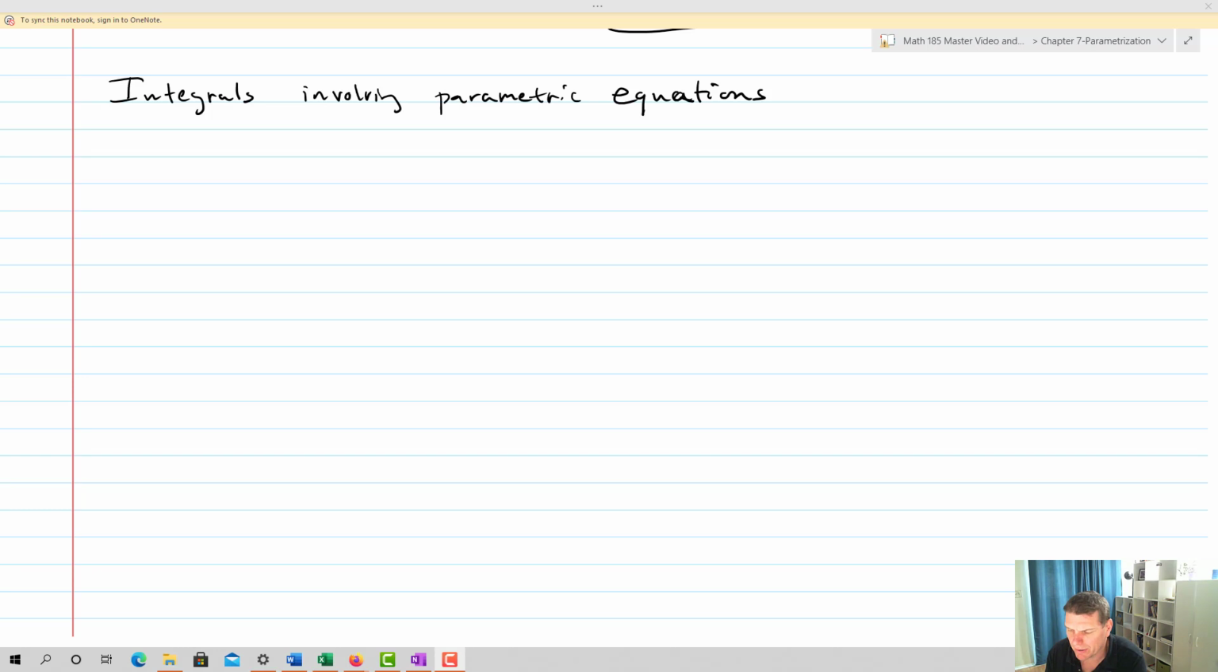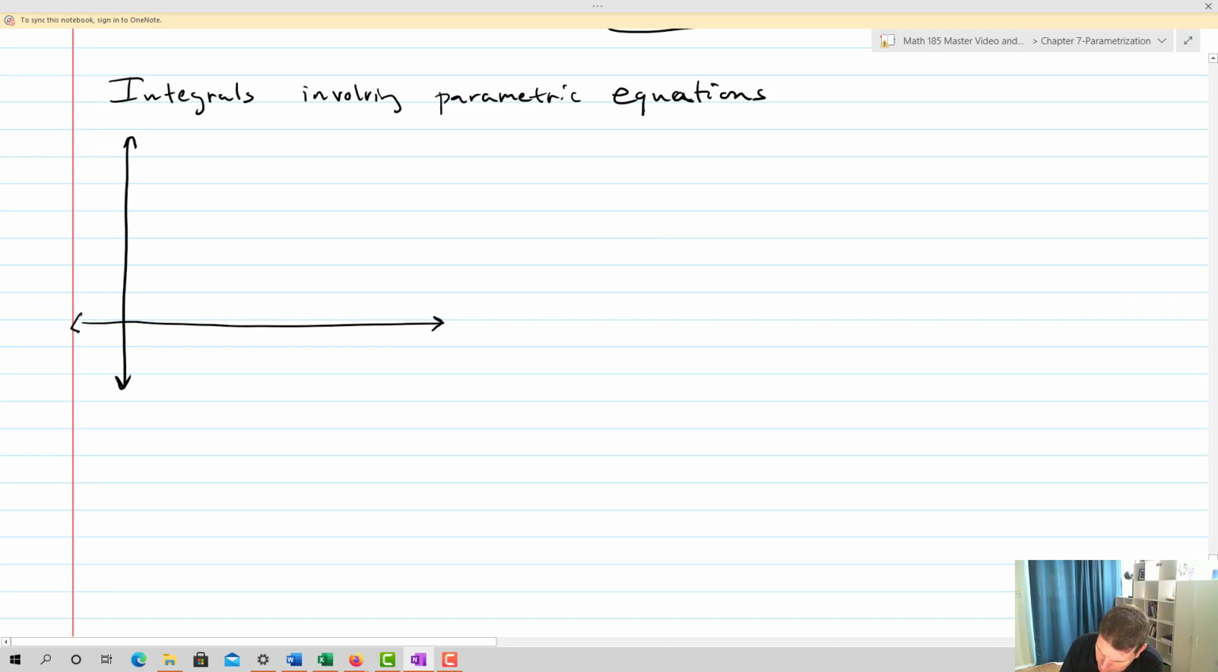So now let's talk about integration using parametric equations. For example, we're going to be finding the area underneath the curve of a parametric equation. So let's take a base case scenario. Let's say, for example, this is our parametric equation.